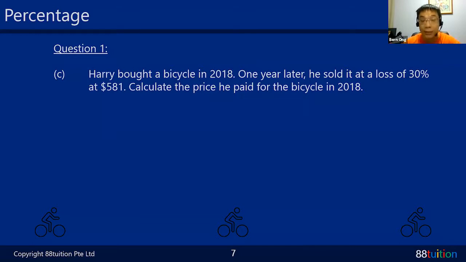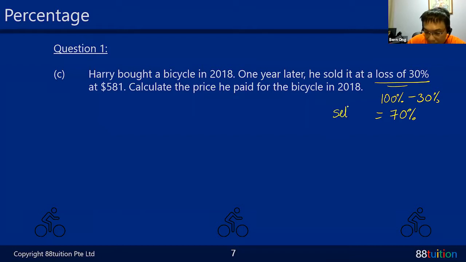Harry bought a bicycle in 2018. 1 year later, he sold it at a loss of 30%. If at a loss, what does it mean? In the beginning, it's 100%. If you sold it at a loss, it means 100% minus 30%, so you are selling it at 70%. Originally, it's 100%. You make a loss of 30%, which means that you're selling it at 70%.